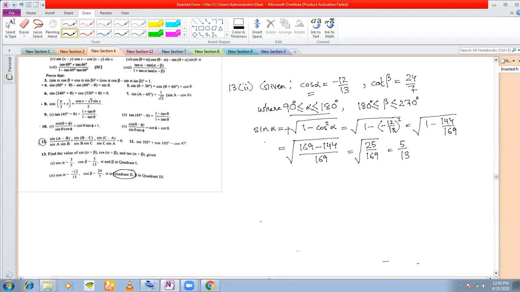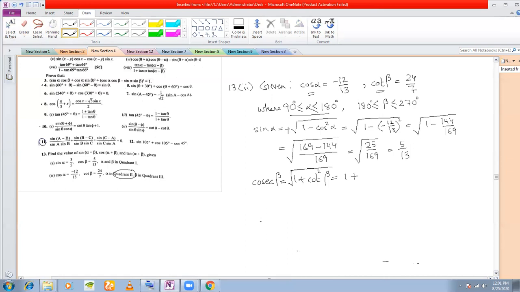Sine alpha, cos alpha we have found. We now need to find sine beta and cos beta, with the help of this cot beta. So how do you find? You know that cosec square beta is equal to 1 plus cot square beta, isn't it? We shall use this relation. Give it a radical sign. Therefore cosec beta is equal to root 1 plus cot square beta.